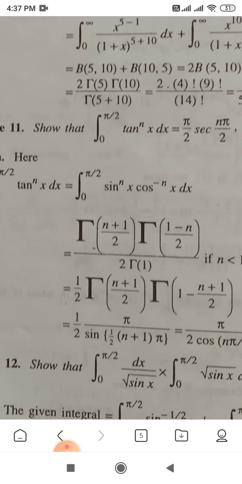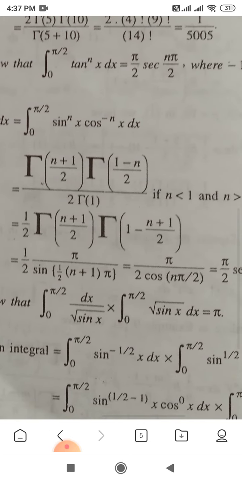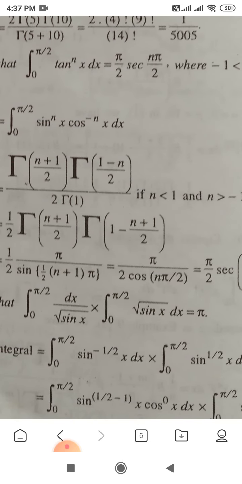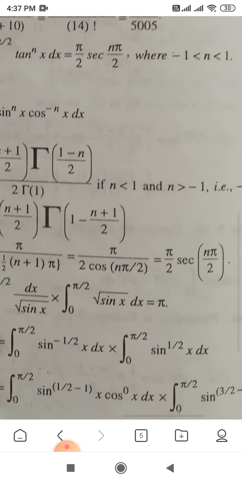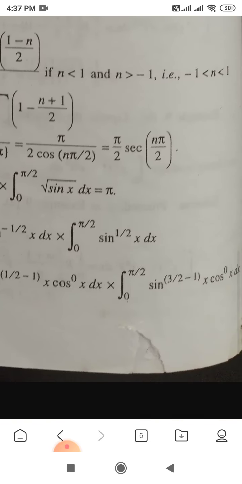So it is 1 by 2 gamma((n+1)/2) gamma(1 - (n+1)/2). It is the duplication formula, pi upon sin(n pi). So 1 by 2 pi upon sin(1 by 2 (n+1) pi) is equal to pi upon 2 cos(n pi by 2), and pi by 2 sec(n pi by 2) is the answer of this integral.